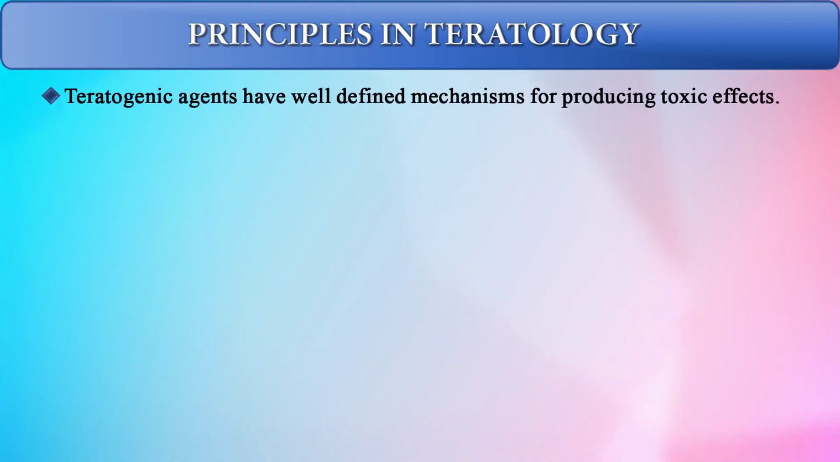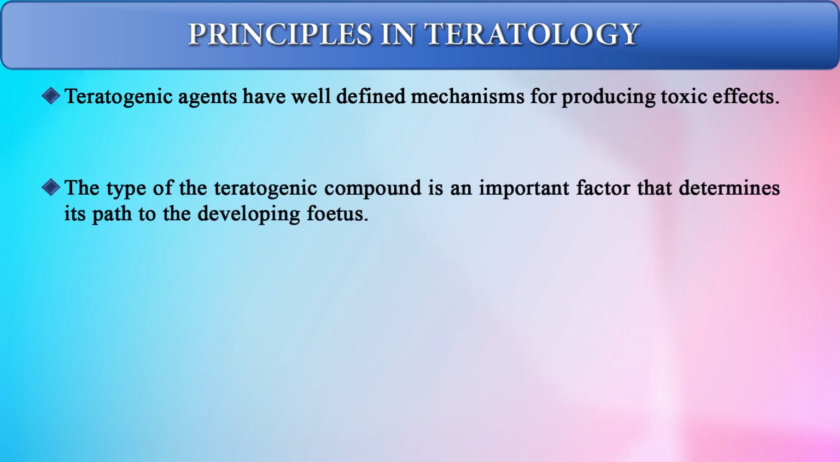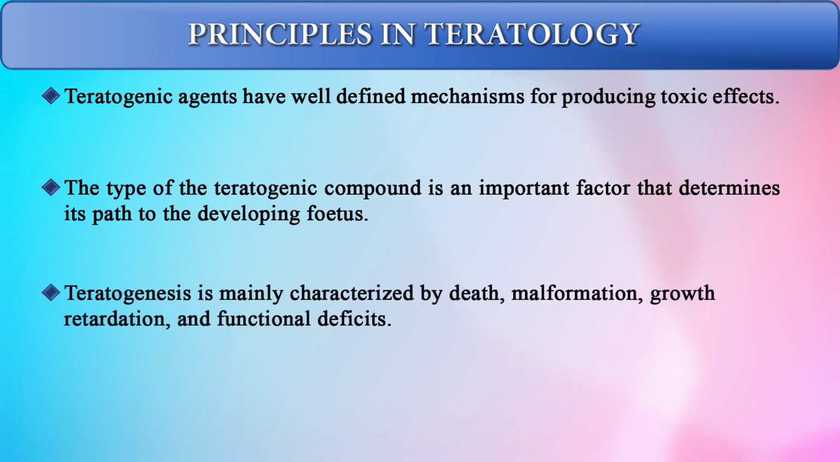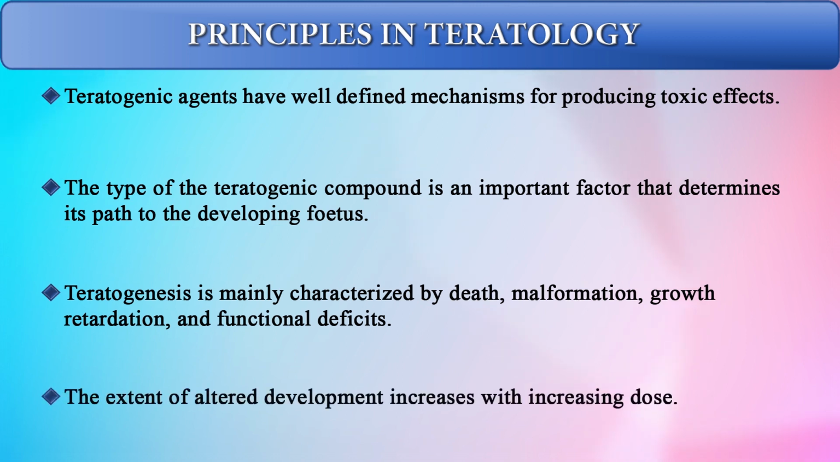Teratogenic agents have well defined mechanisms for producing their toxic effects. The type of compound is an important factor, and that will determine its path to the developing fetus. Teratogenesis is characterized by death, malformation, structural and growth retardation, functional defects and so on. The extent of the altered development will increase with the increasing dose that the individual has taken.